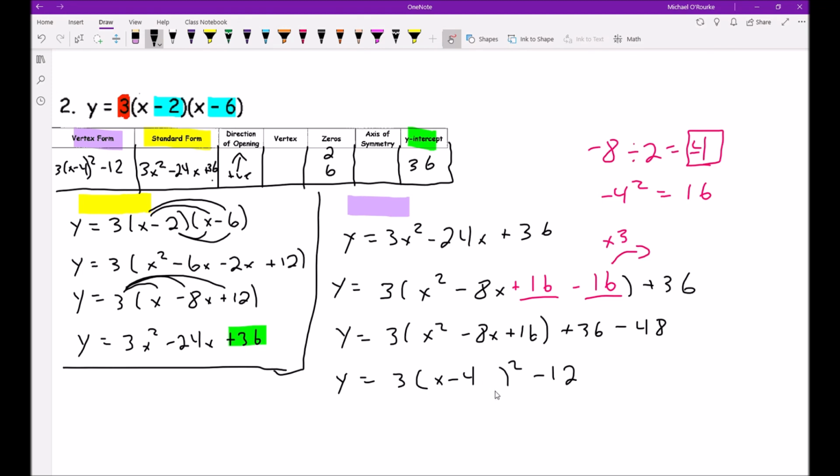What's my vertex in this equation? Good, 4 and, oh, this is in the land of opposites, right? So it's going to be 4 comma negative 12. Good. And what's my axis of symmetry? If we remember, the axis of symmetry is what cuts my parabola in half.